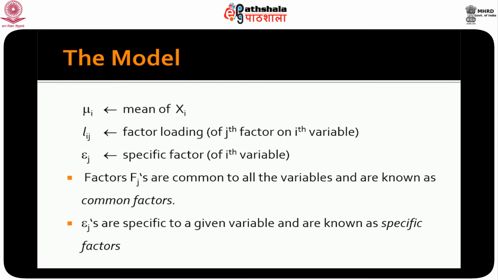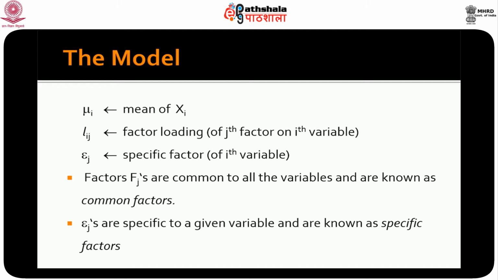Now, one thing that we should note here is that the first elements, the mu's on the right hand side, would be the means. The remaining part of the x's is broken up into 2 components. One part is the part explained by the factors, and the other part is the error. Now, the factors are common to all the elements, so we call them the common factors. The epsilons are specific to each of the variables, so we call them the specific factors.